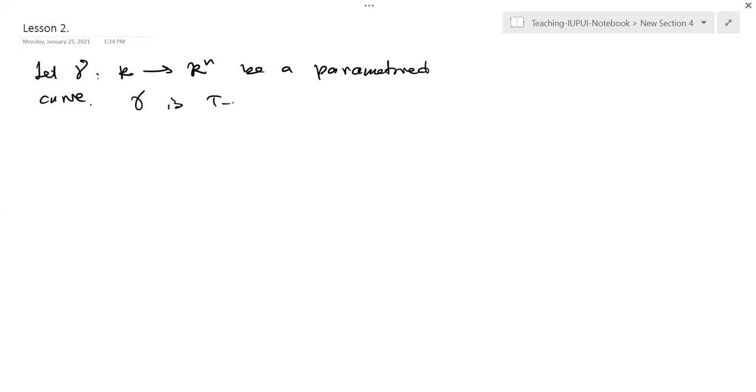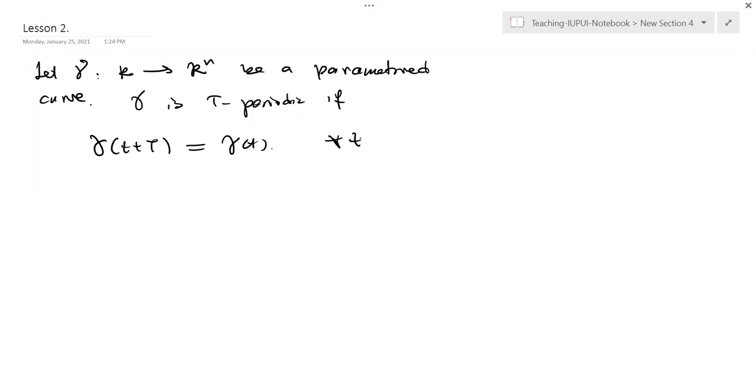So I want to talk about closed curves first. Now, first of all, let's consider gamma, defined on the whole line, gamma from R to R^n, be a parametrized curve. This actually is a map. And we say that this is periodical if it satisfies the following condition. Gamma is T periodical if gamma(t + T) is always equal to gamma(t) for all t.